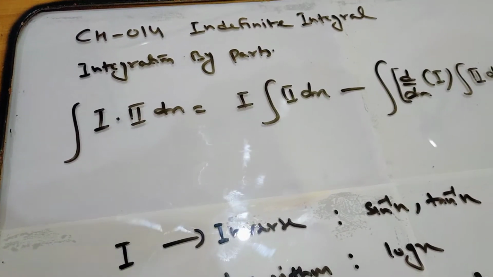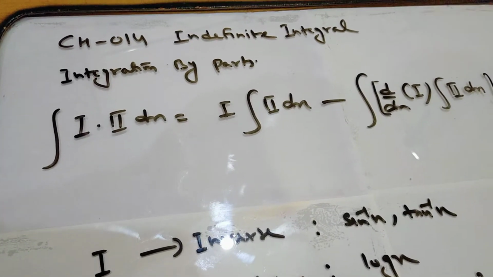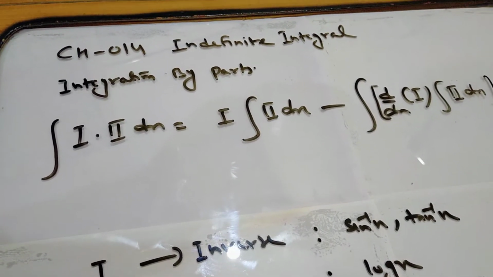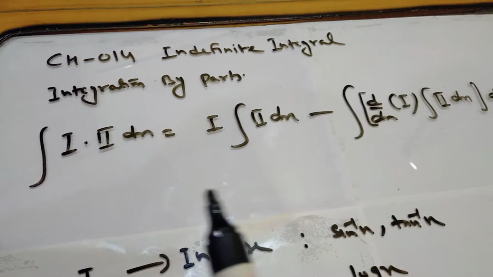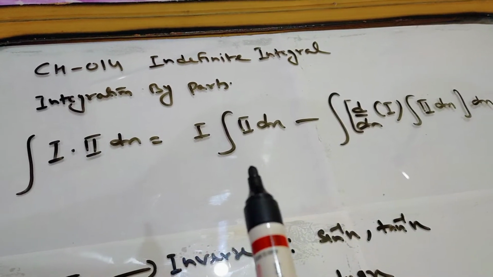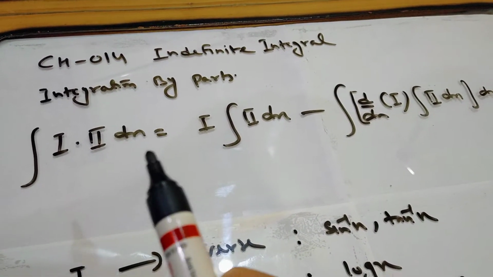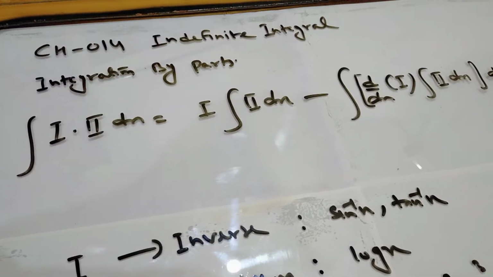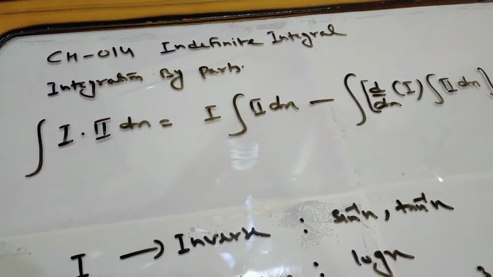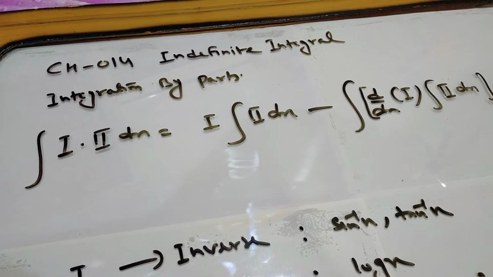Today we are going to start integration by parts. It is in the same chapter, chapter number 14, and it is just like the product rule in differentiation. When two functions are in product form, then we have to apply integration in a particular way. This is the rule of integration by parts.